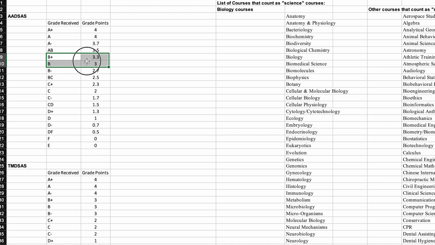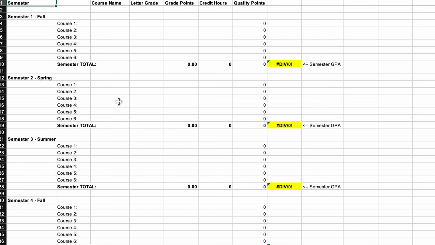So for example, you see a B plus is a 3.3, I believe a B is a 3, a B minus is a 2.7, so on and so forth. So you can rely on this Excel sheet for that. But what you really want to do to calculate your GPA is to go into the second tab, either called semesters or quarters, depending on if you are at a school that uses the semester or quarter system. We'll say semesters for this example.